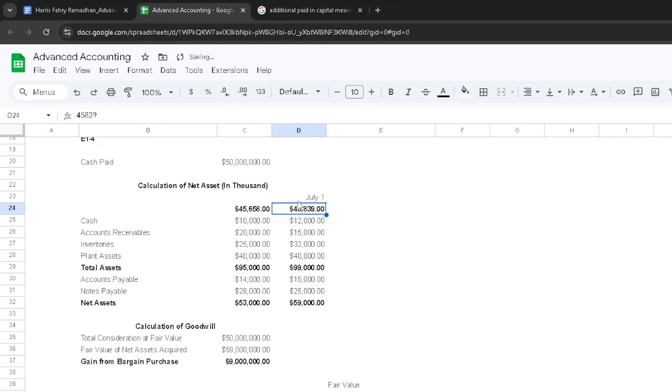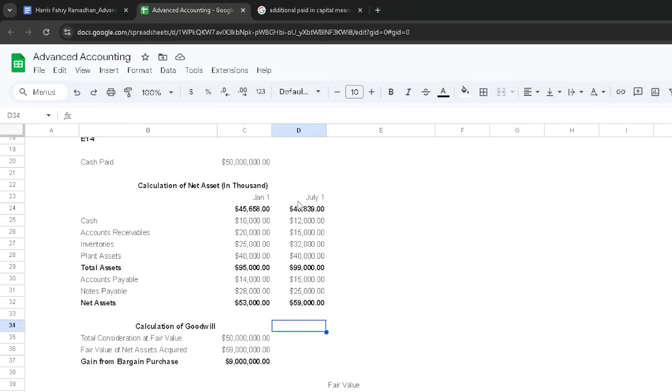Let me just write it down. Well, this one is on January 1, so it's not relevant. This one is relevant. So what I did here is I added up the total assets, because these are all assets, and I reduced the total assets by the liability, because accounts payable and notes payable are liabilities, and that results in this amount, 59,000, or 59 million.